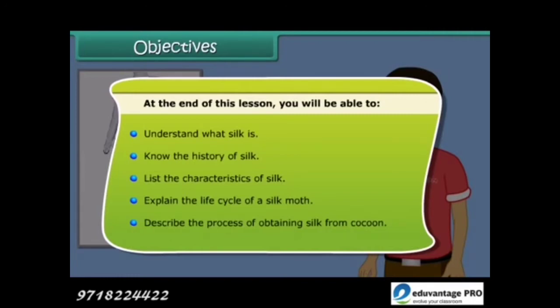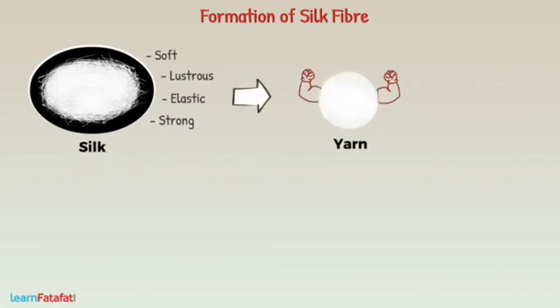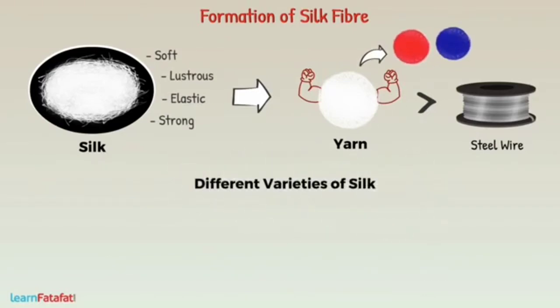Okay, so let's begin to study about silk. Formation of silk fiber. Silk is a very important natural fiber. It is obtained from silkworm. It is soft, lustrous, elastic and very strong. You will wonder that the yarn produced from silk is as strong as steel wire. It's an amazing fact. And you can color this yarn into different colors.